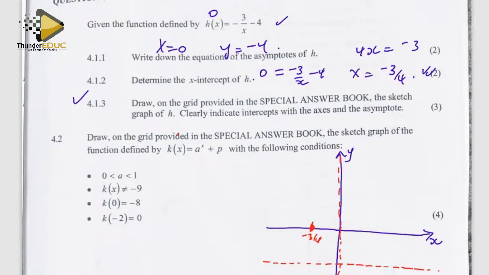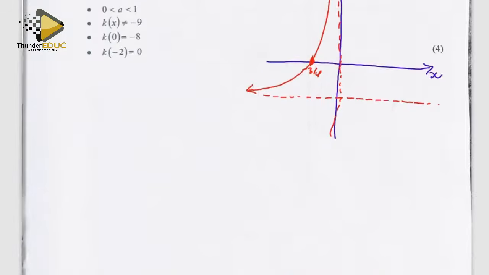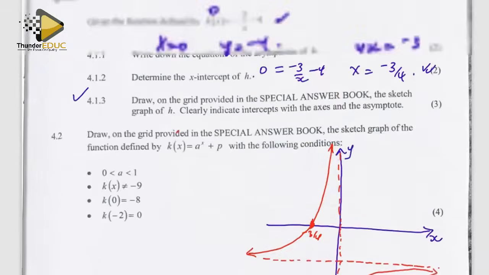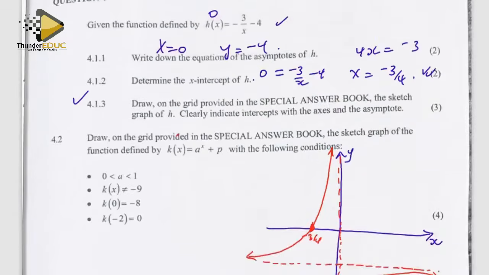All we need to do now is sketch. So the graph is just going to be in this sort of quadrant since the a is negative. And then we're going to have the other arm just in this quadrant. All right, so that is what the question wanted for 3 marks.